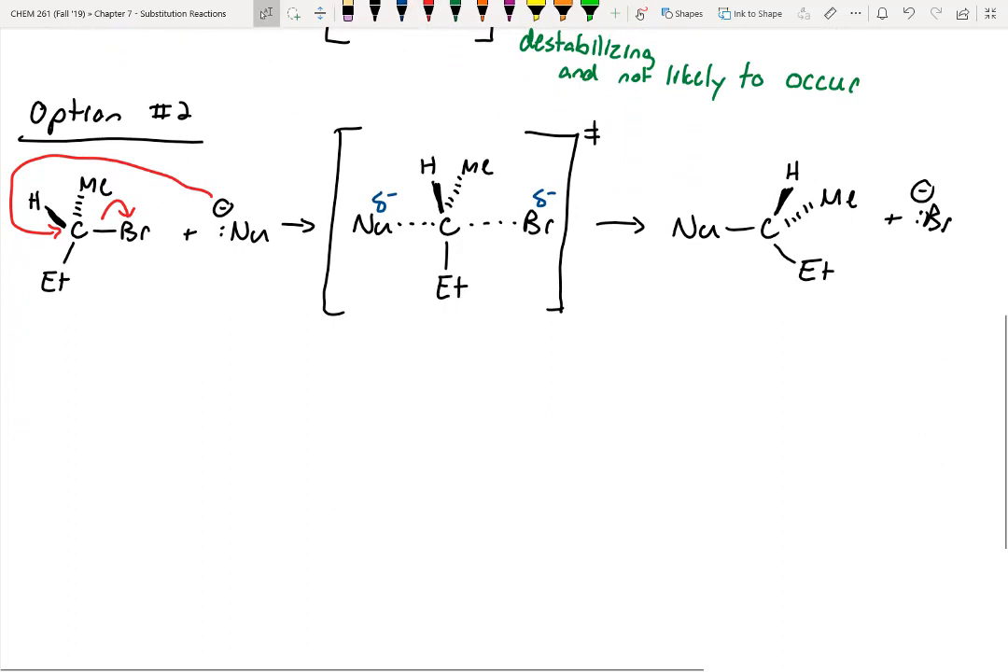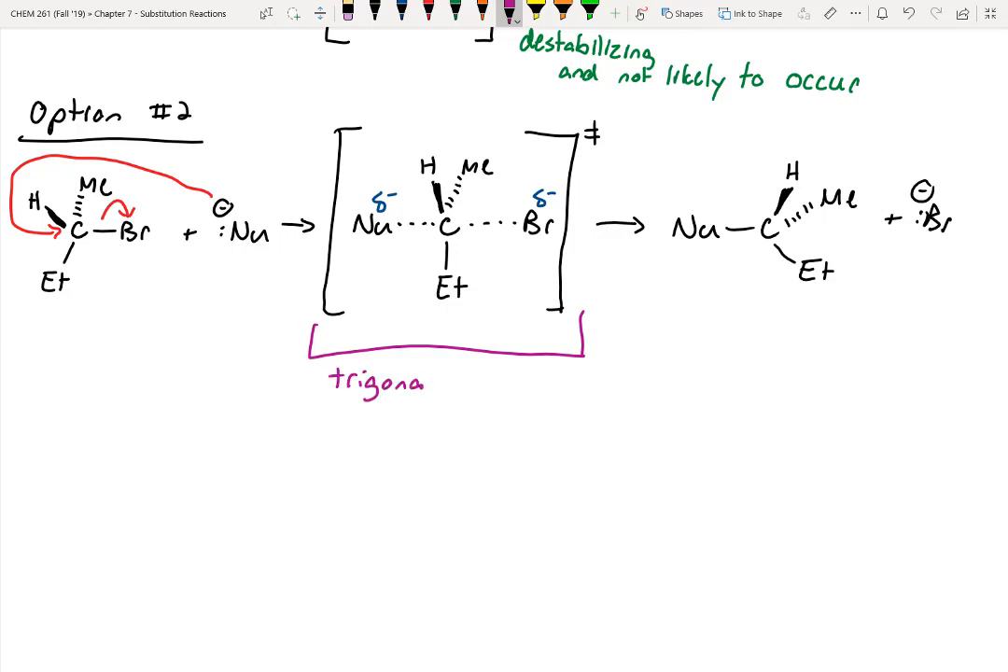Option 2, on the other hand, seems perfectly reasonable. Does anybody remember the shape of this sort of molecule? So we've got 5 different groups on that carbon. Yep, trigonal bipyramidal. I know, you're like, that was Gen Chem, and you told me I didn't have to remember that.